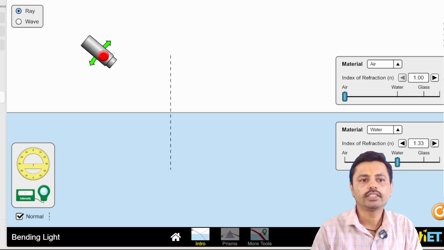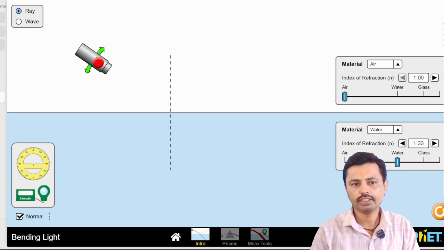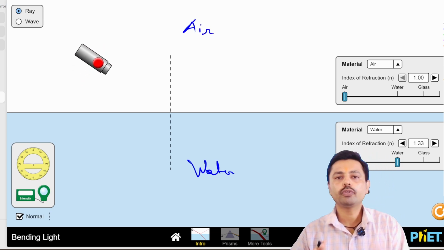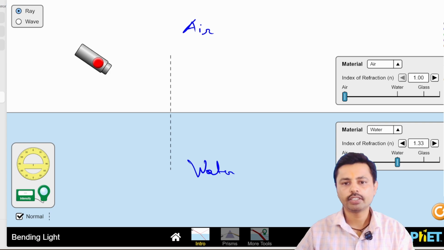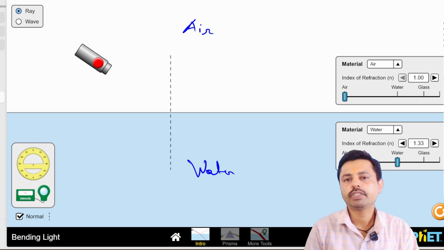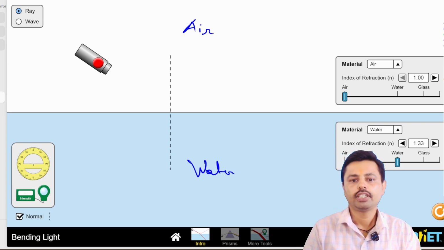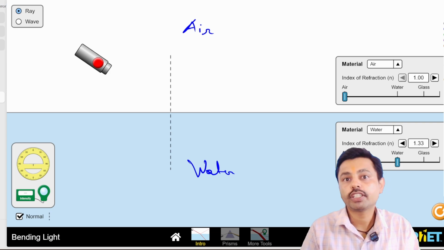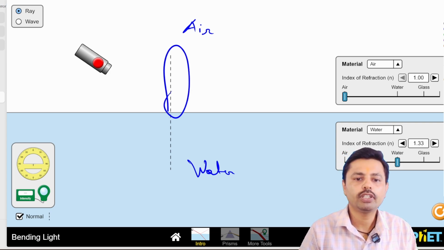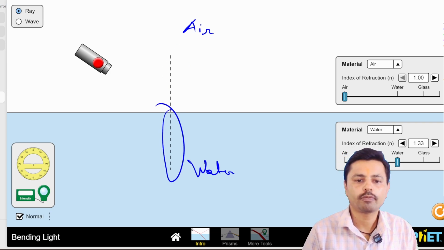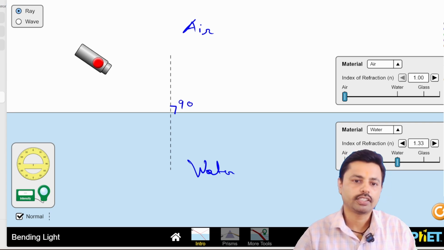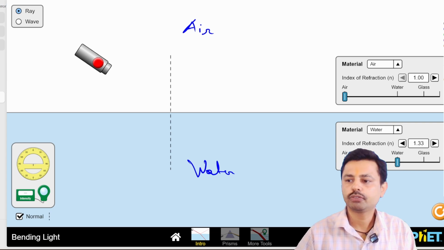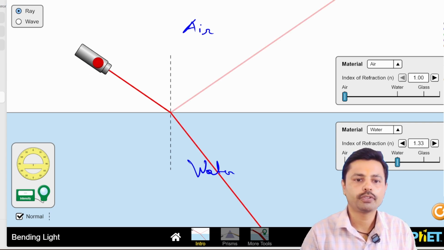Let's say here is my light source, laser, water. One more thing, there is a thing called optical density. Optical density means the power to bend the light. It bends it towards the normal. Now what is normal? This perpendicular line is called the normal. It will be perpendicular, 90 degrees to the surface. As simple as that. And let me switch on the laser and try to observe.